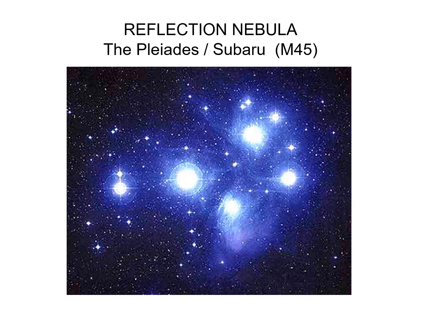Here's another example of a reflection nebula. This is the Pleiades, otherwise known as Subaru, otherwise known as M45. You've seen this picture before, one like it. The Pleiades you learned about in chapter 15, learning about clusters of stars. The Pleiades are an open cluster.